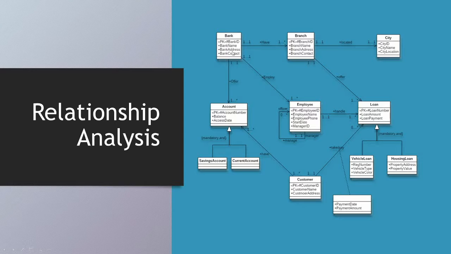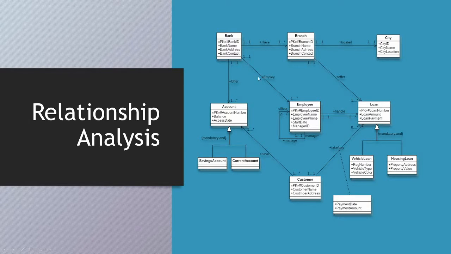Next is bank offers account. One bank can offer many accounts, while one account can only be under one bank. And the next one is bank and employees. One bank can have many employees, while one employee can only work for one bank. That's why it is a one-to-many relationship.